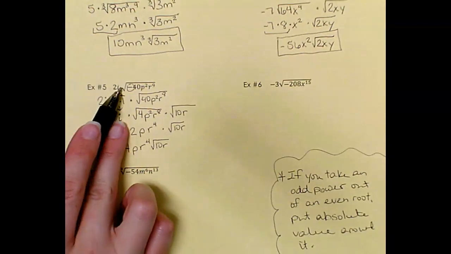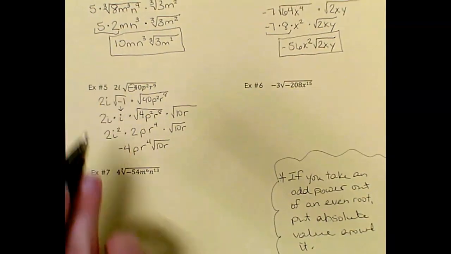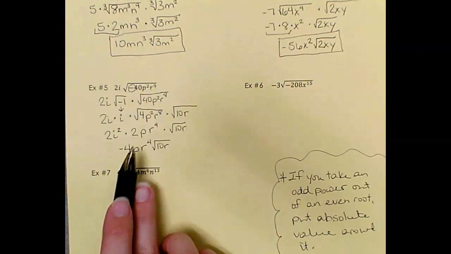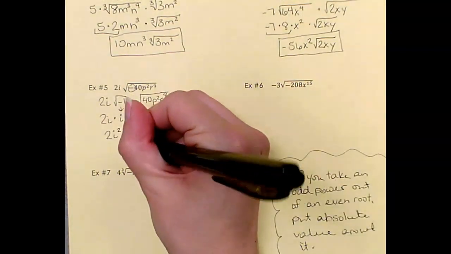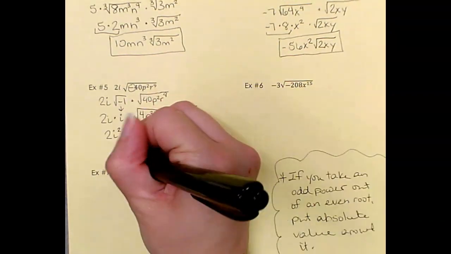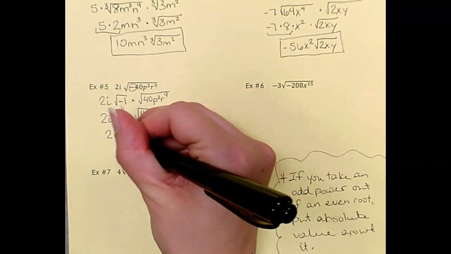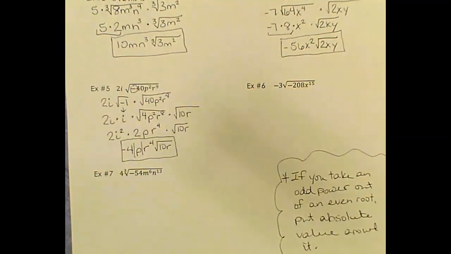This was an even root. I did take an odd power, so a power of 1, p to the power of 1, out of that even root, so I'm going to make that the absolute value, and that is my answer. So pause your video and try examples 6 and 7, check back for the work and the answer.